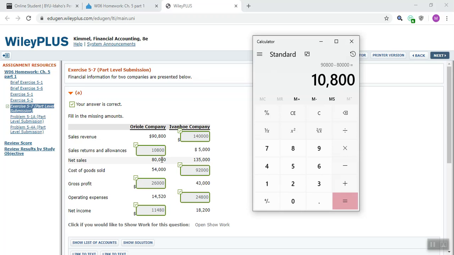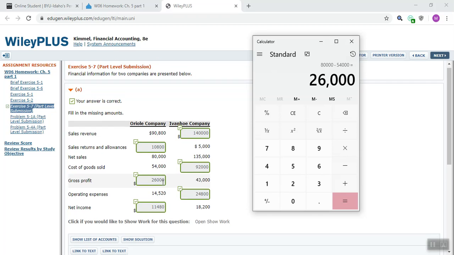It'll equal 80,000 for net sales. The second value that we're missing is the gross profit. Gross profit is the result of net sales minus the cost of goods sold. If you do 80,000 minus 54,000, that'll give you the gross profit, which is 26,000.